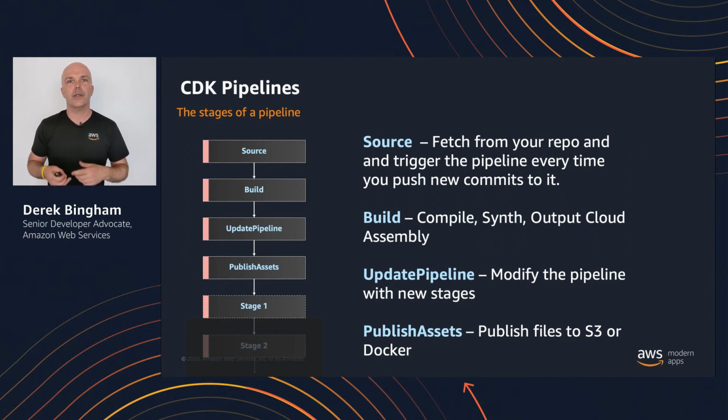Then the third step is update pipeline. This is the cool bit about CDK Pipelines, where they actually update themselves. So if you, for example, check in a new piece of code that defines a new build stage or a new deploy stage, CDK Pipelines will actually add that to its pipeline without you having to do anything else. So that's what the update pipeline stage does. The next one is publish assets. That's where your assets are for your artifact that you want to publish.